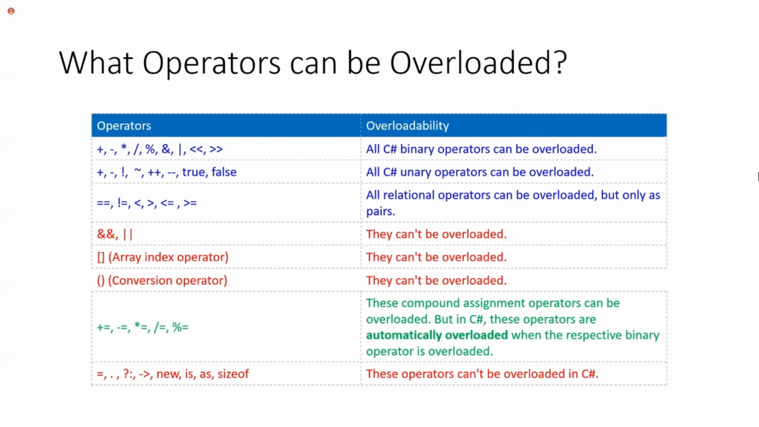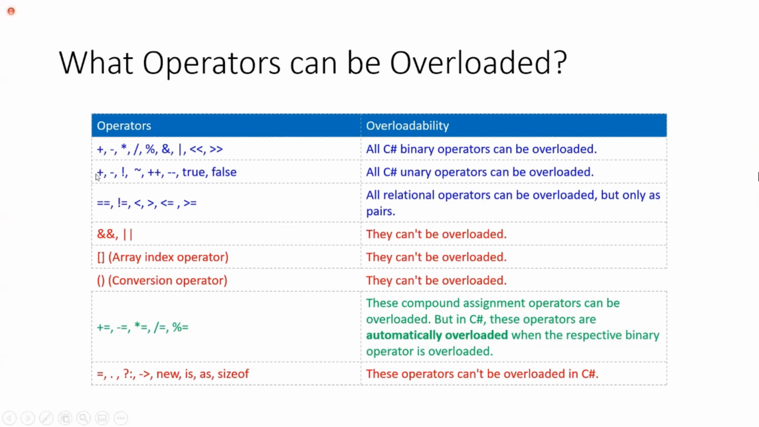First of all, the binary operators in C# can be overloaded. That means addition, subtraction, multiplication, division, remainder, bitwise AND, pipeline operator, and shifting operators. Any of these can be overloaded, and these are binary operators. Binary operators mean these operators have just two operands.